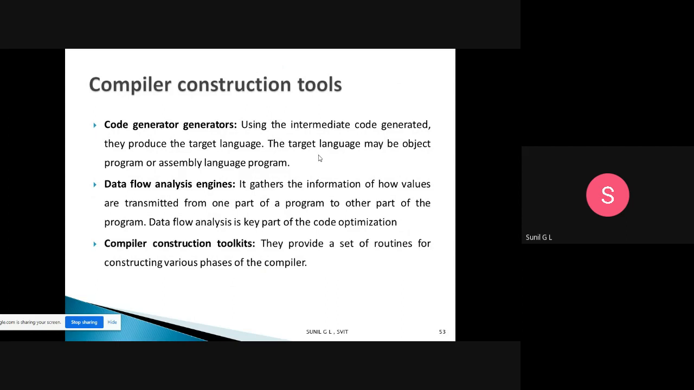And the data flow analysis engine. This is also a tool used to gather information on how values are transmitted from one part of the program to another part, and data flow analysis is a key part of code optimization. How data flows from the first phase to the last phase is very important. If you miss one piece of data in the middle, the output will be different. For that we have this tool.